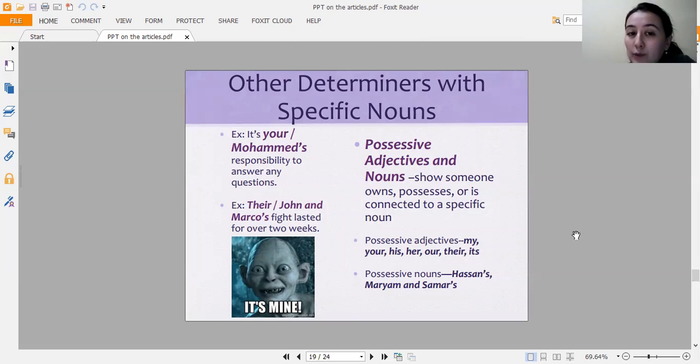Possession is given with the help of a possessive pronoun, your, or apostrophe s, which has the function to show the possession. Yes, Mohammed's, maybe Anna's. Their, or John and Marco's flight lasted for over 2 weeks. Possessive adjectives and nouns show someone owns, possesses, or is connected to a specific noun. So this is a determiner. Possessive adjectives: my, your, his, her, our, their, its, and possessive nouns. These are all nouns which have apostrophe s in them.